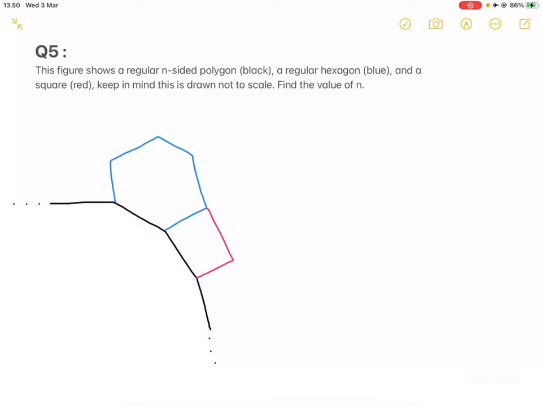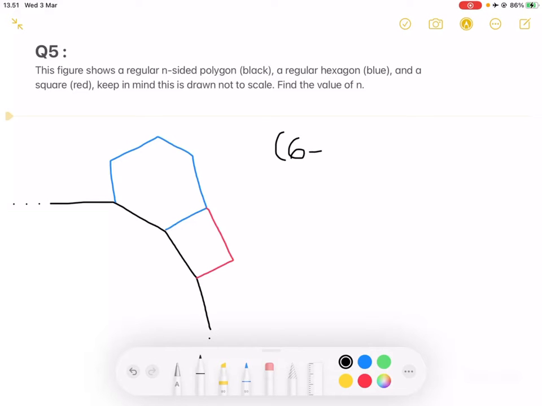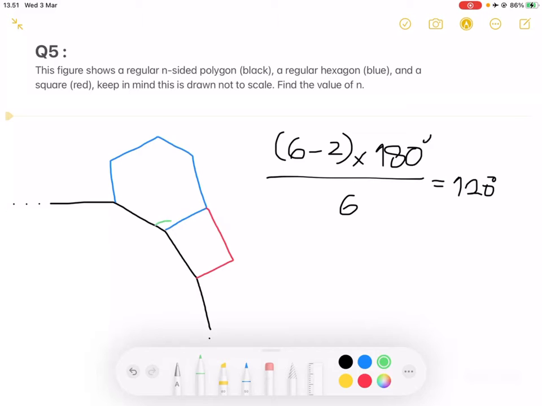Since this is a regular hexagon, we can find the size of each interior angle in this hexagon, which is (6 minus 2) over 6, where 6 represents the number of sides a hexagon has, of course, and calculating this you get 120 degrees. So each interior angle in this hexagon must be 120 degrees.